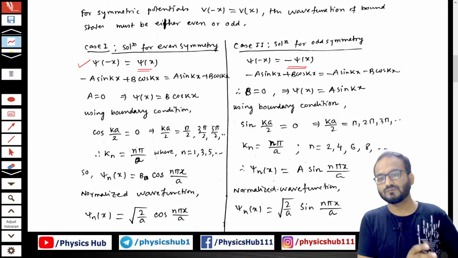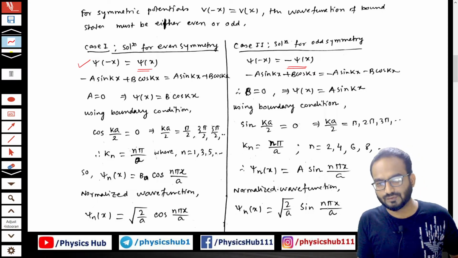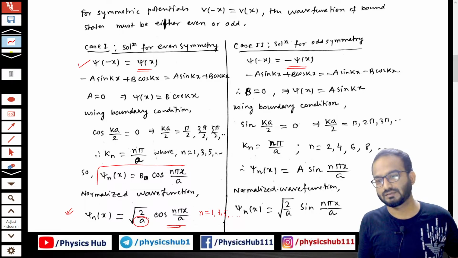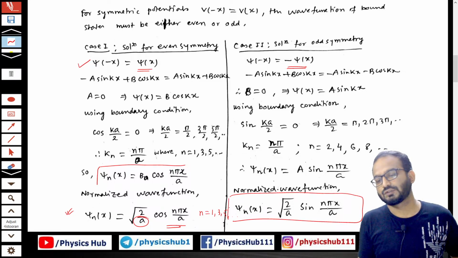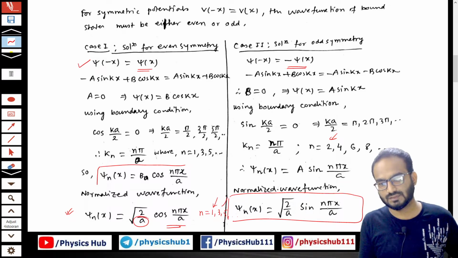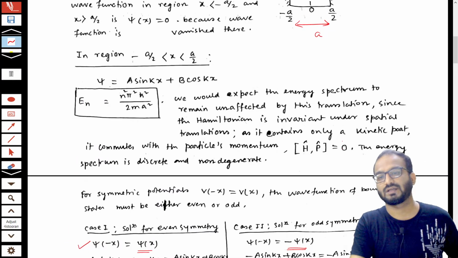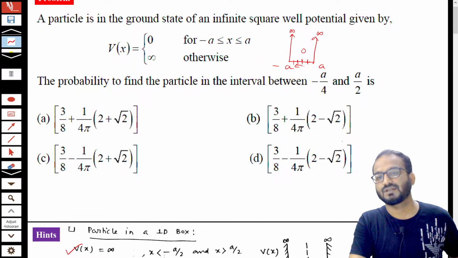And you see, for the even symmetry, you are getting this normalized wave function, root over 2 by a, where a is the width, times cos n pi x, and n starts from 1, 3, 5, and so on. And for the odd symmetry, we are getting root over 2 by a sin n pi x. So n equals 1 is the ground state, n equals 2 is the first excited state, n equals 3 is the second excited state, n equals 4 is the third excited state, and it will go on like this. So here a particle is in the ground state.